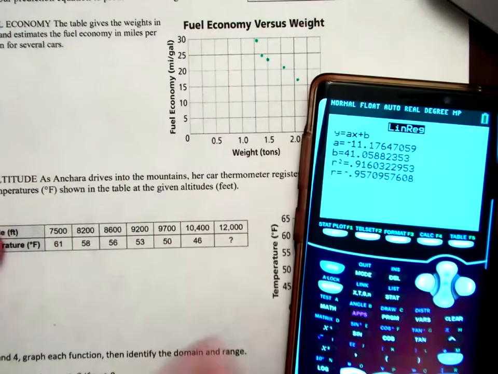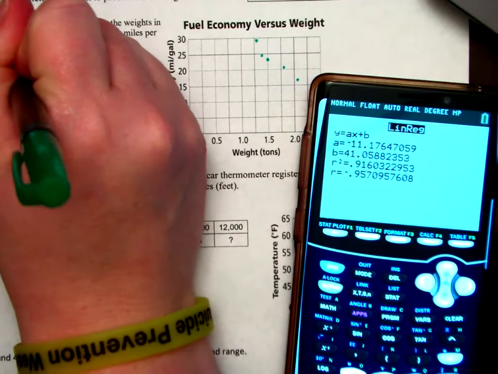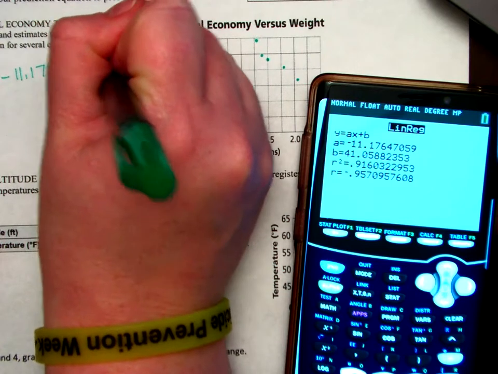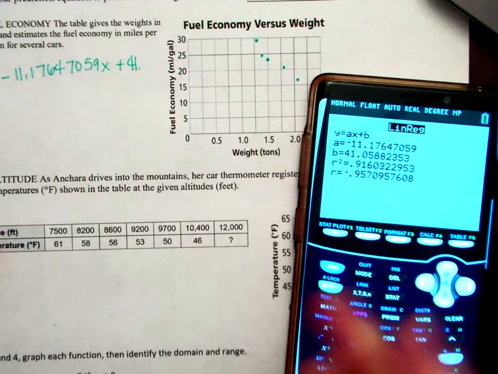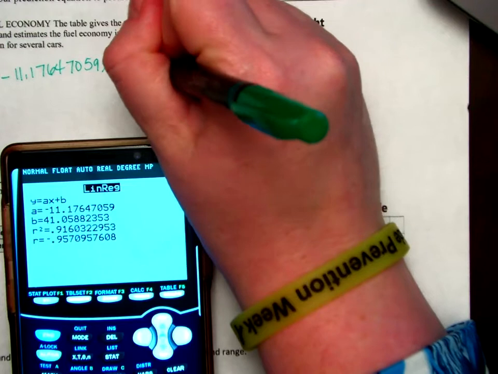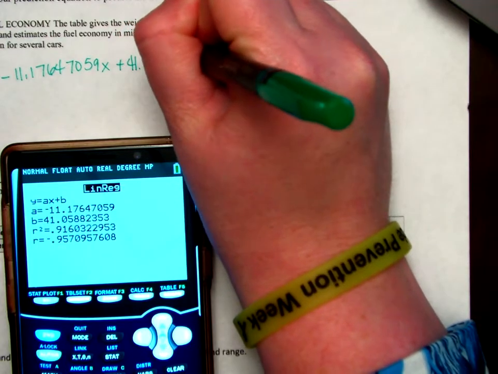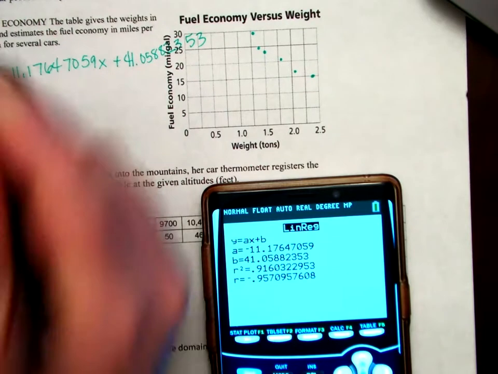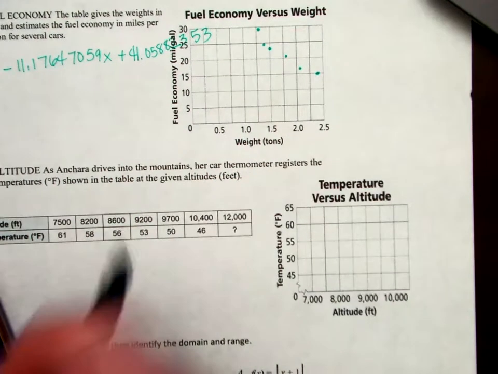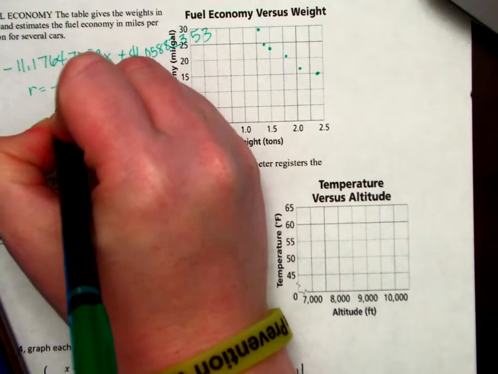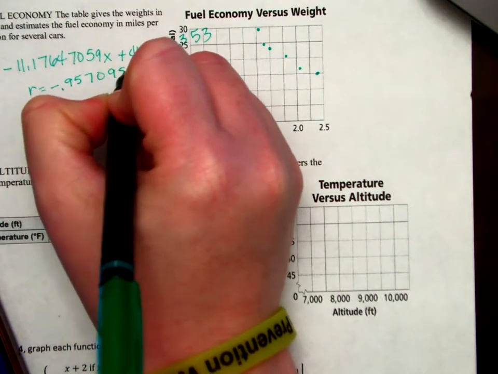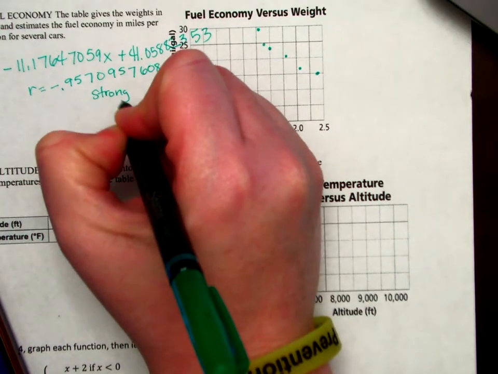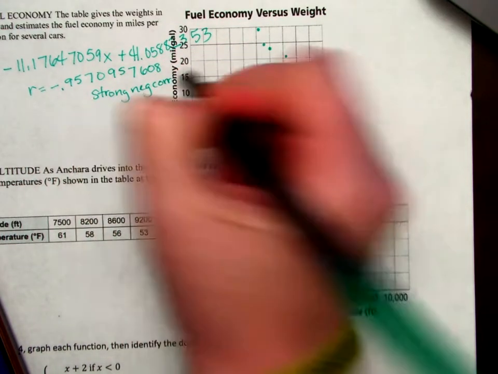So the equation for the first function is negative 11.17647059x plus 41.05882353. Go get your water. R is equal to negative 0.95709576608, which has a strong negative correlation. Okay.